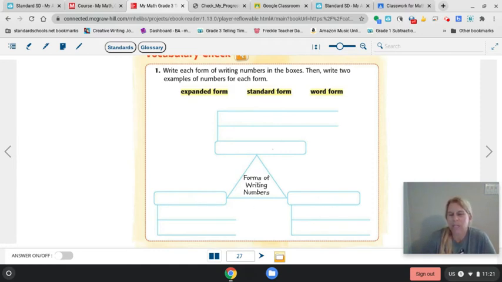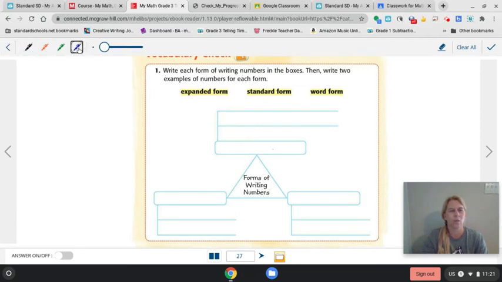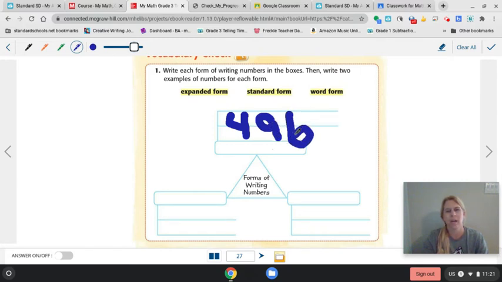So if we had the number, say, 496, and I wanted to write the number 496. I'm going to draw lines just because it will be easier for me than writing the whole word. That would actually be the standard form. That's the standard form of a number. It's just writing the digits.